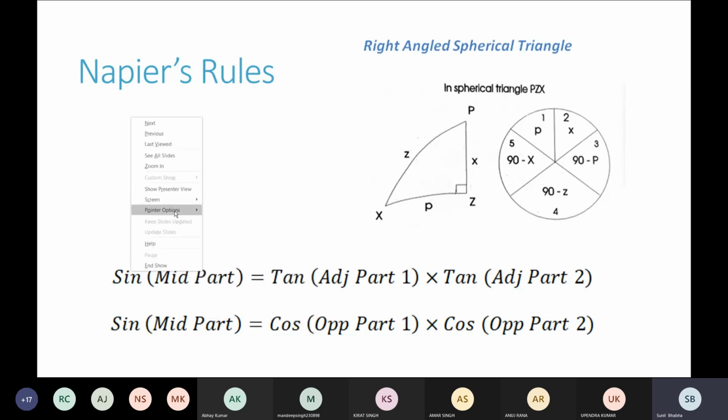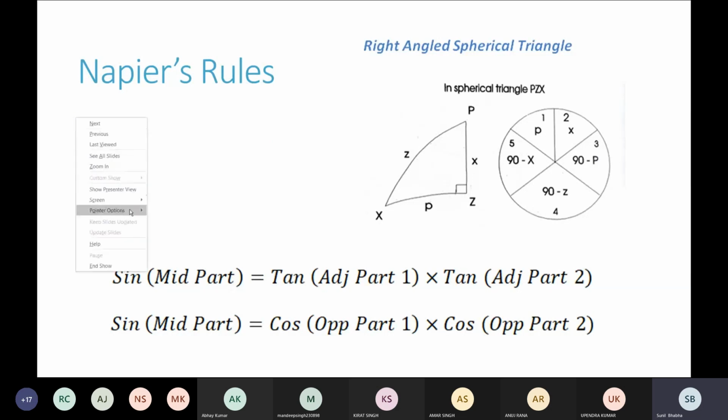Now, beta, as I told you, Napier rule can be used if you know any two parts of this spherical triangle other than the 90-degree part. So in this triangle PZX, you can pick up any two parts which are known to you other than angle Z. Angle Z is 90 degrees. So any two parts which you can pick up and tell me in this triangle PZX which are known to you.